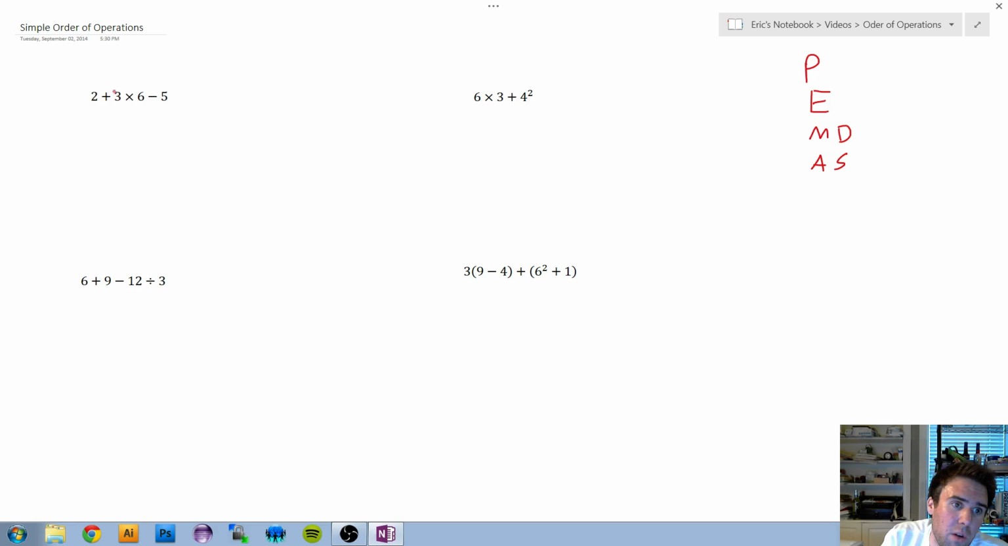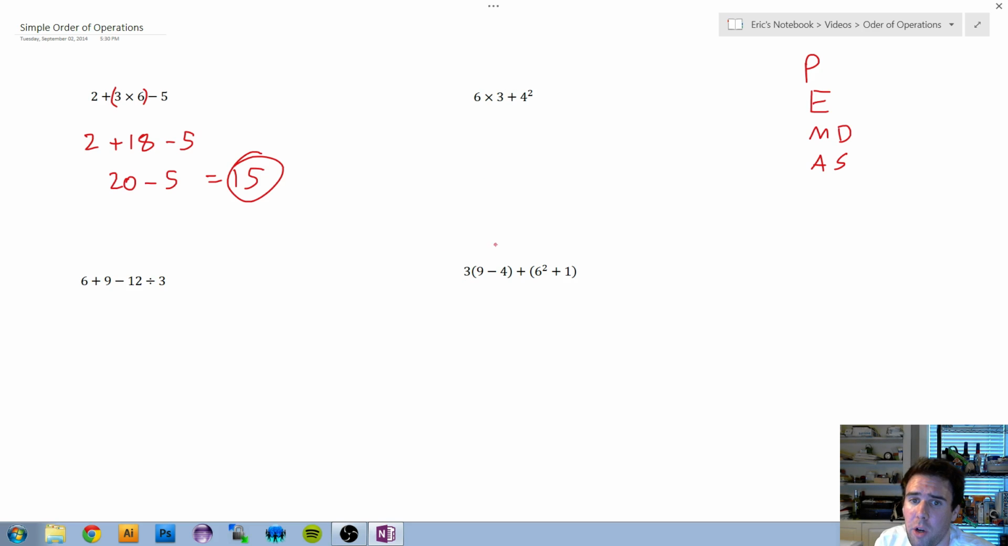Here's our clear winner. It's multiplication. Multiplication is above the addition and the subtraction that we see. So the middle would give us 18 there. And now we just have addition, subtraction. So go left to right, 20 minus 5, or in other words, 15.